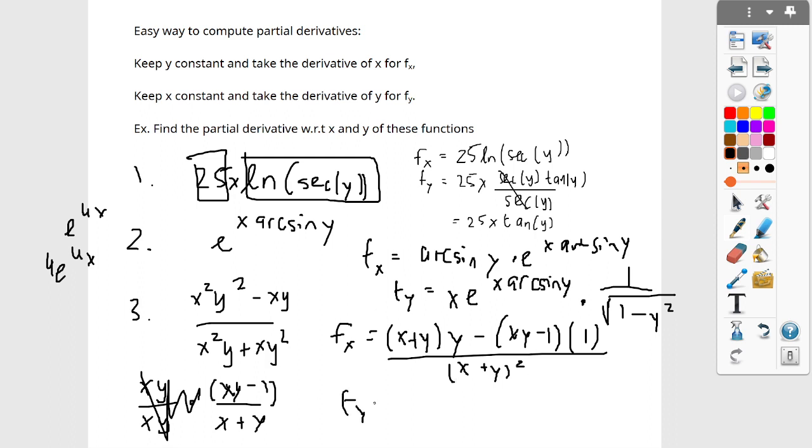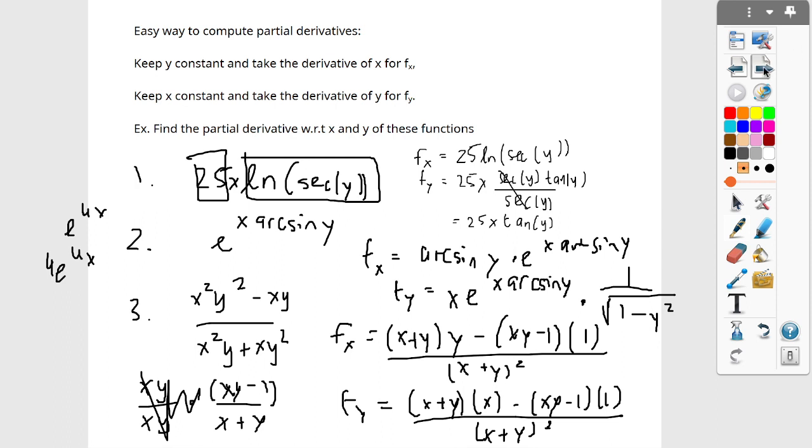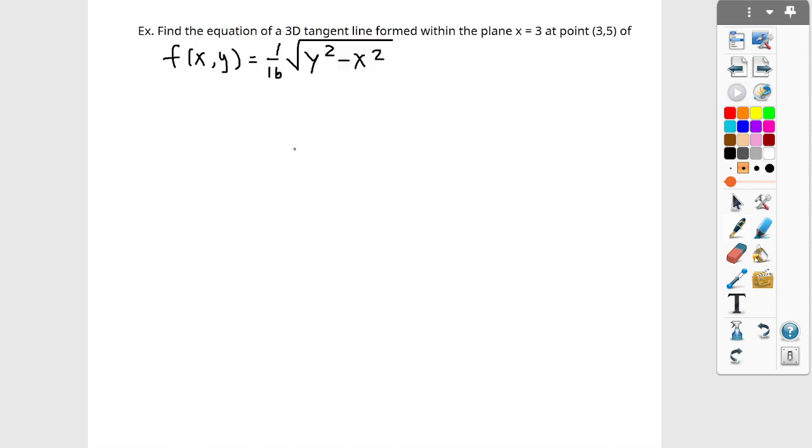What about f sub y? It's pretty symmetrical, it's pretty nice. You get x plus y times x minus xy minus 1 times 1 divided by x plus y all squared again. So that is your two derivatives for this one, two derivatives for this one, and two derivatives for the top question. Find the equation of a 3D tangent line.